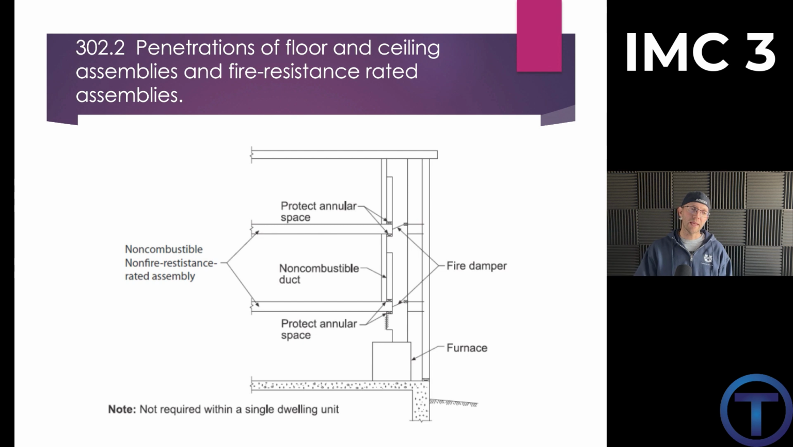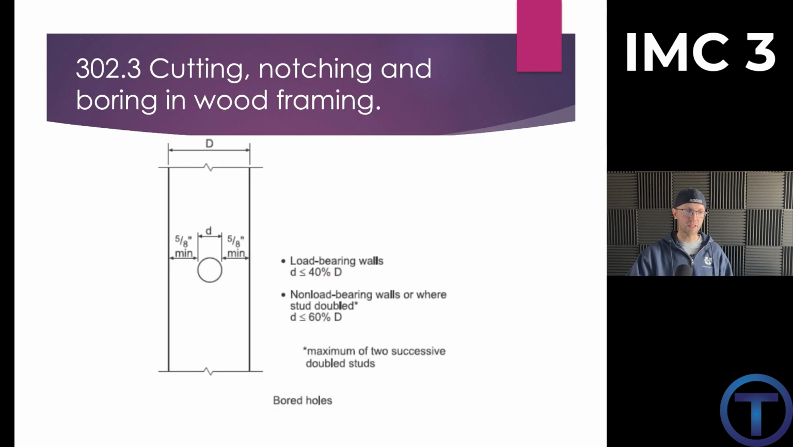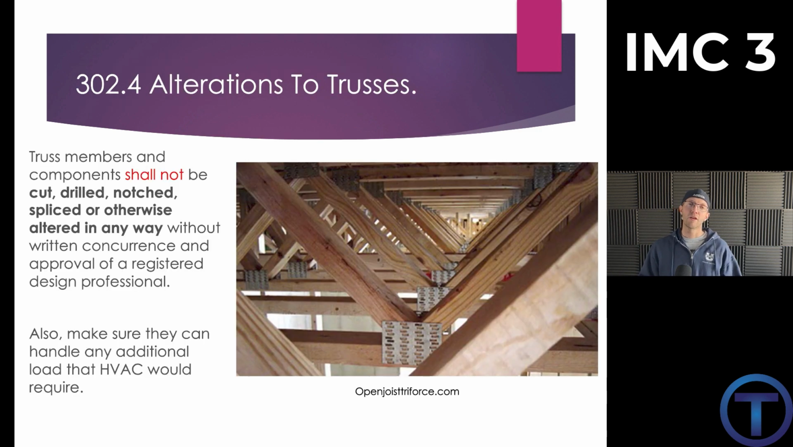302.2 does talk about penetrations of the floor and ceiling assemblies and fire resistance rated assemblies. So as we're moving duct or pipes through, we want to make sure we're not creating a greater potential for fire to spread through that building, through those holes that we create. So we just have to be conscious of that and meet those standards. 302.3 goes over cutting, notching, and the boring of wood framing.